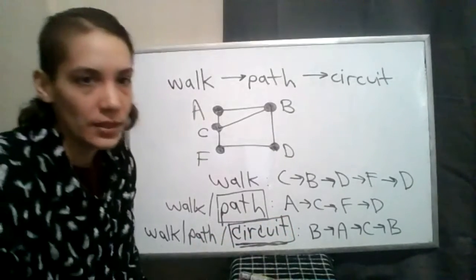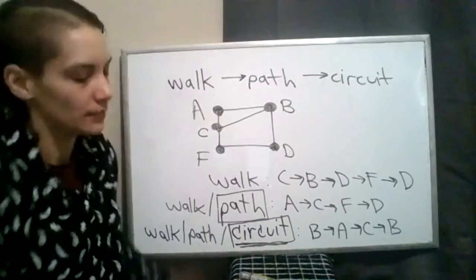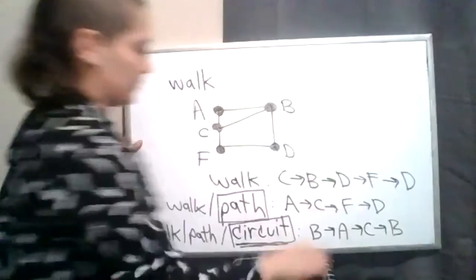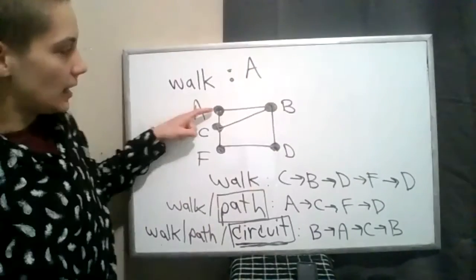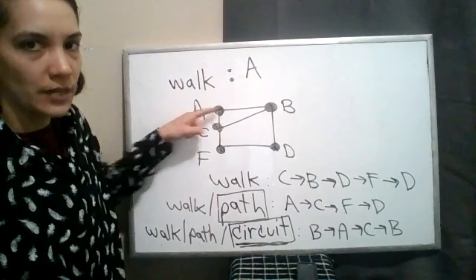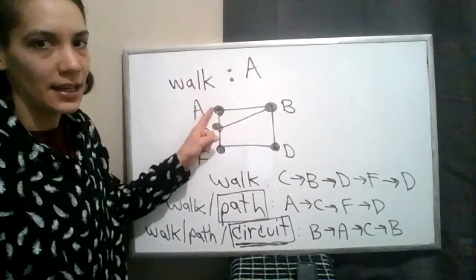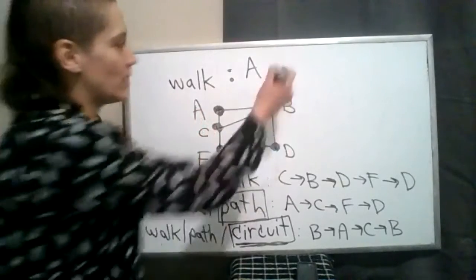Okay, next we want to make a walk that starts at A and ends at D. Start at A, and as long as I go from one vertex to the next with an edge, I can do whatever I want. Like I can go A, C, F, D if I want to.